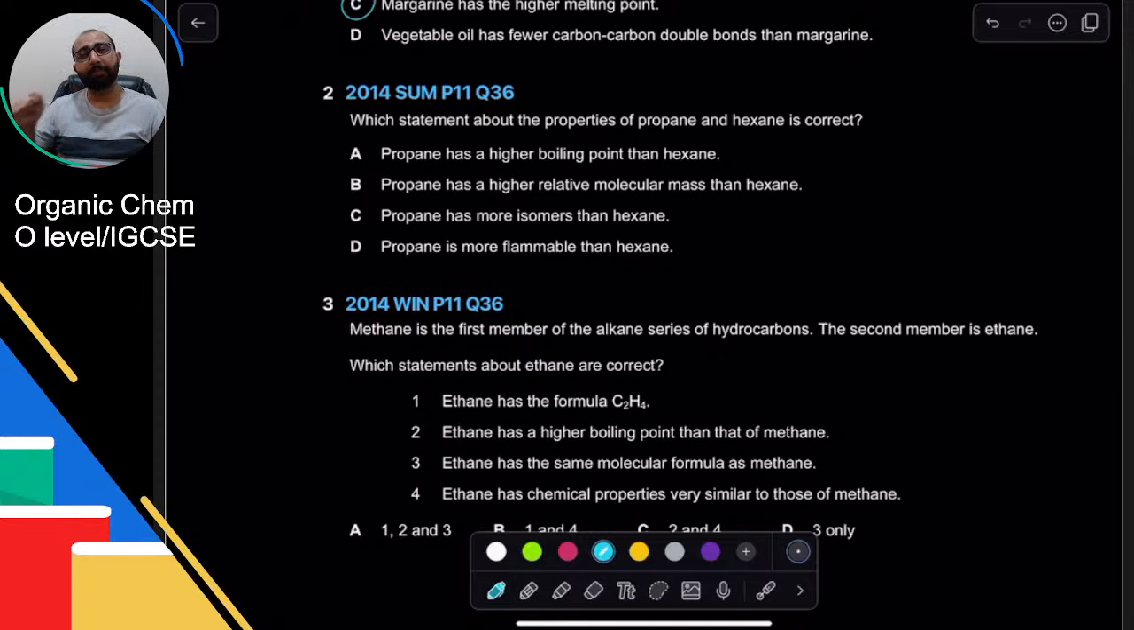Propane is more flammable than hexane. This one is correct. Why? Because smaller molecules have lower activation energy, and because of lower activation energy, they are easier to burn. So it's more flammable.